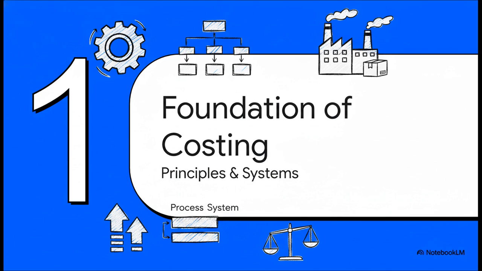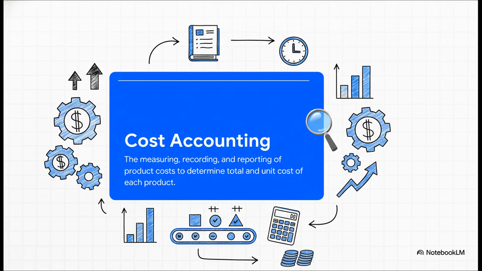So, let us begin. In this first section, we will establish the core principles that underpin the entire system and distinguish between the primary classifications of cost systems you'll encounter. At its core, what is cost accounting? Well, you can think of it as a systematic process. It involves the meticulous measuring, recording, and reporting of all product costs. The ultimate goal, as you can see, is to ascertain not only the total cost of production, but also the unit cost for each item produced. This data is absolutely critical for effective management.